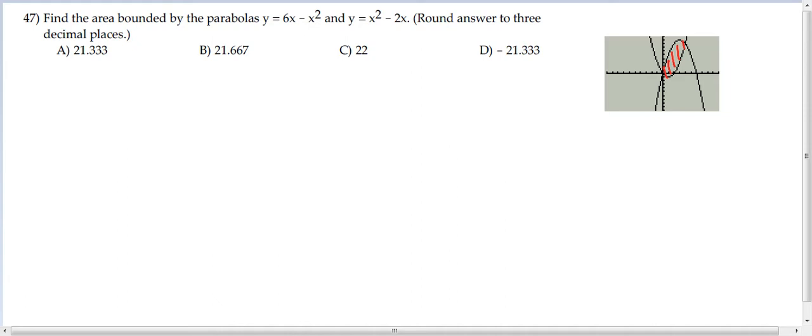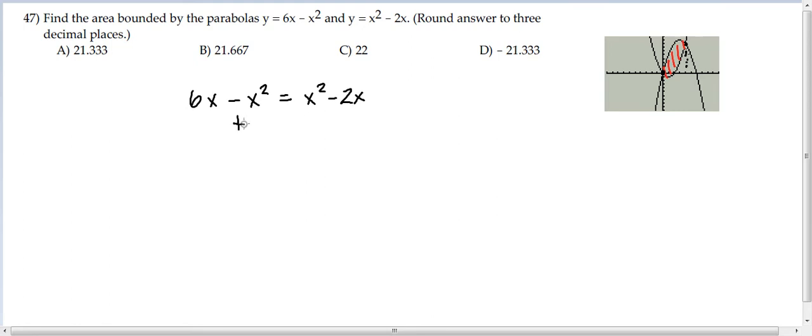So first off, I can tell that this point is going to be 0, and this point over here looks like it lines up with 4. Just to see, it looks like we're going to go from 0 to 4, but let's check and see if that's true. So we're going to write 6x minus x squared equals x squared minus 2x, and we're going to find out where these things are equal.